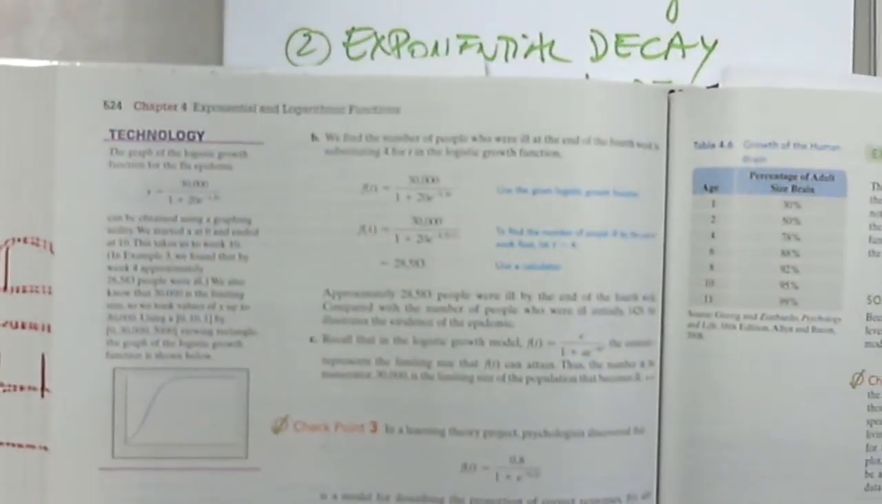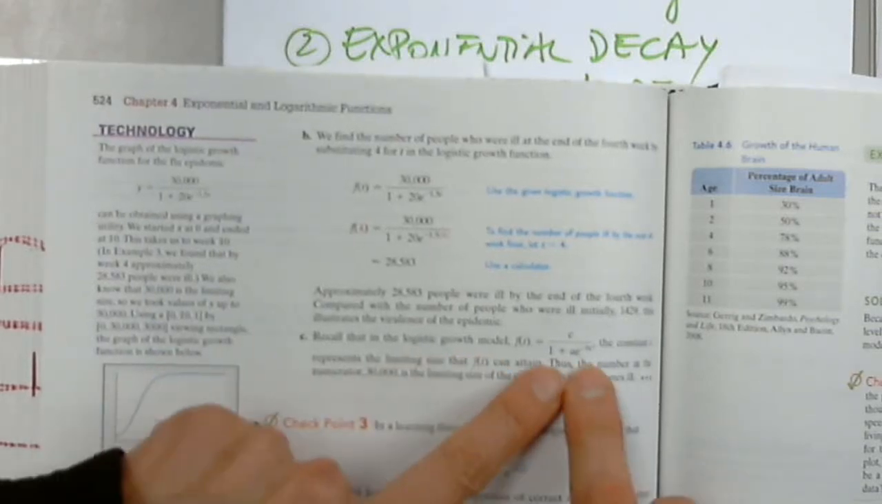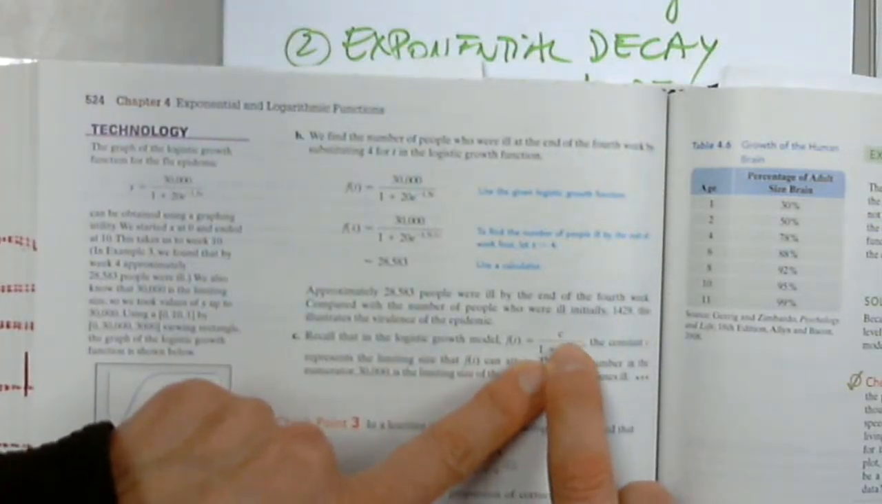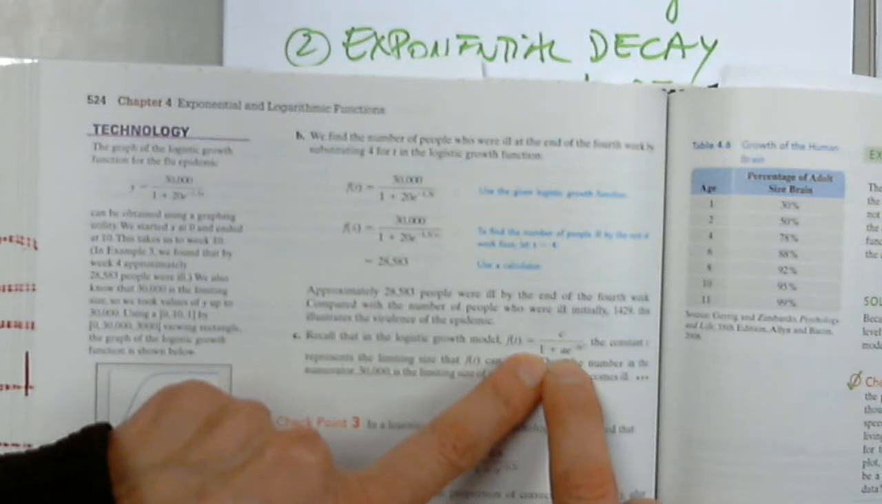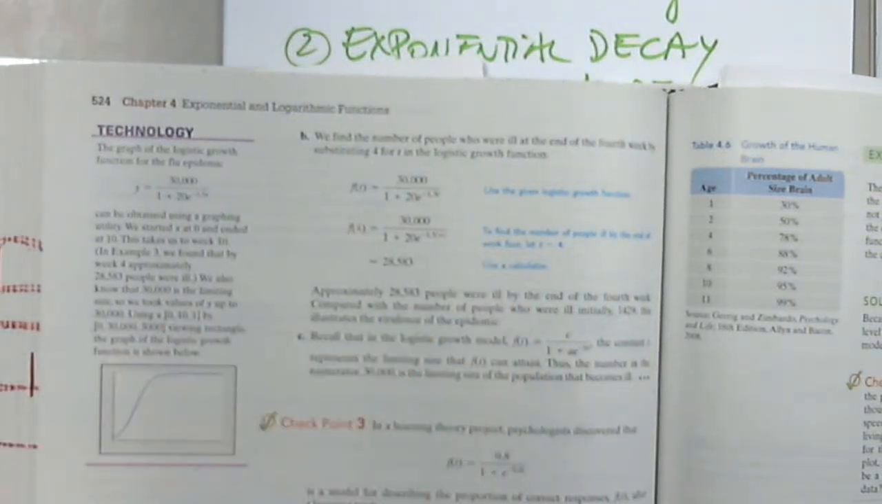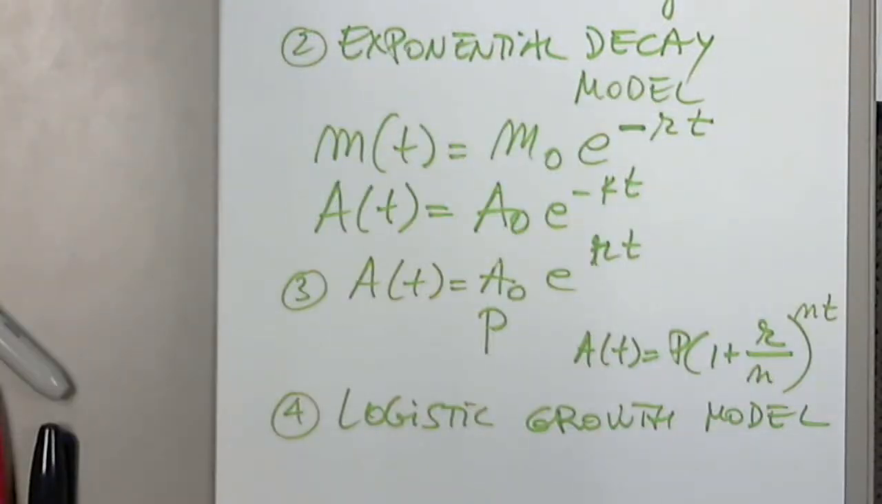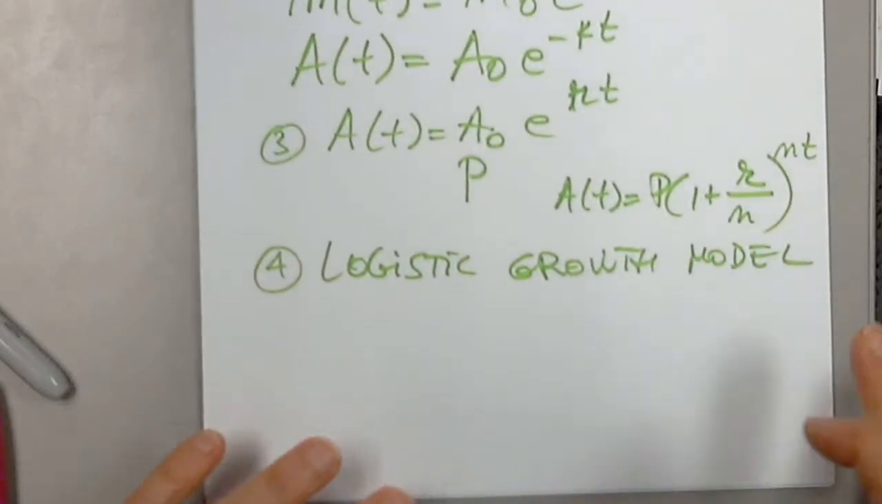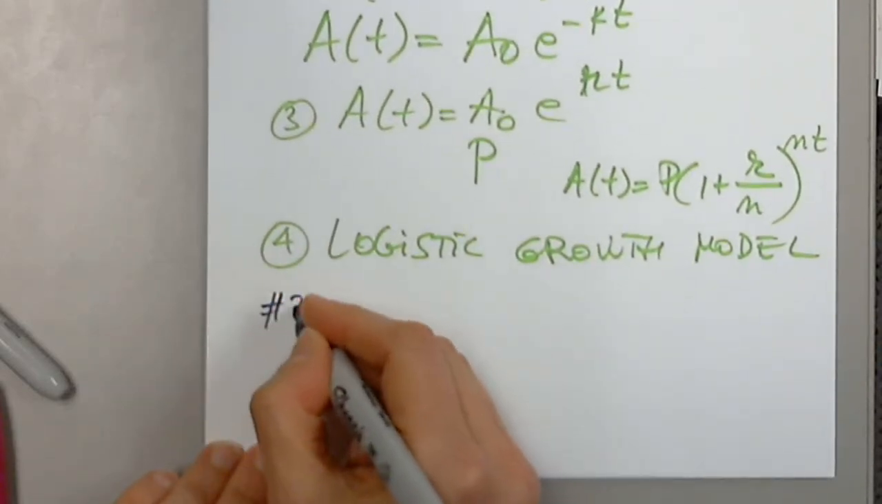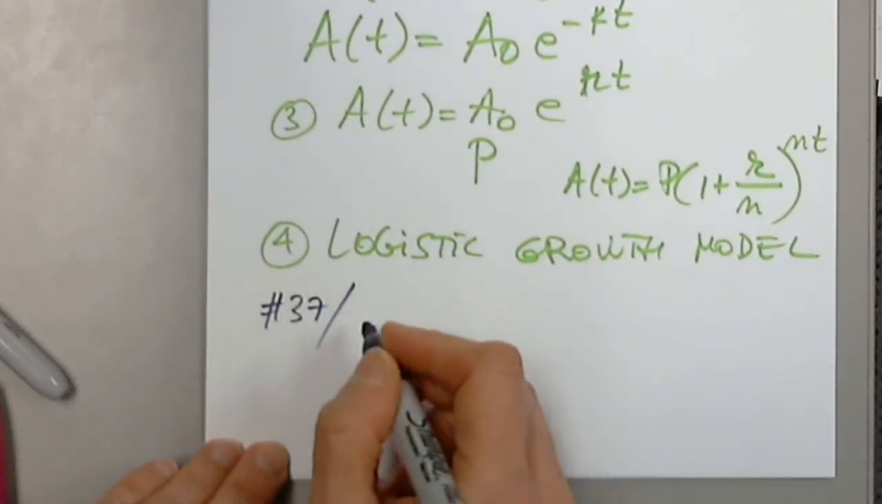Here it is, the logistic growth model. It looks like this: a number C at the top, over 1 plus another number A, e to the negative bt. This is not important. Nobody will test you on that. Okay, so I want to start with a problem like 37 on page 530.